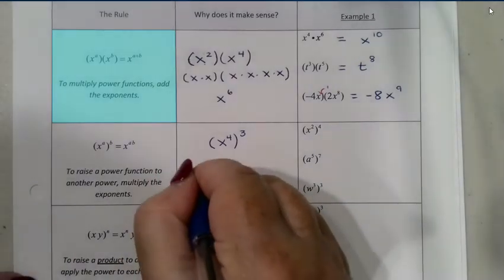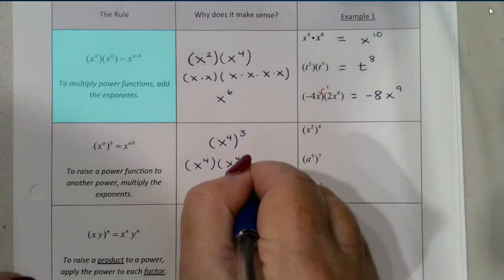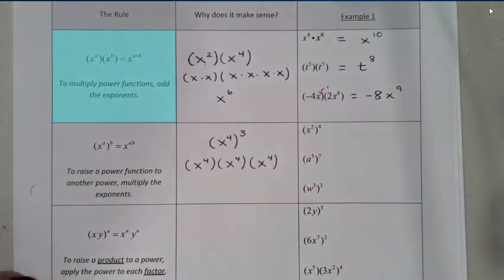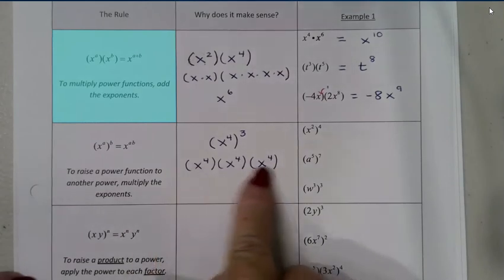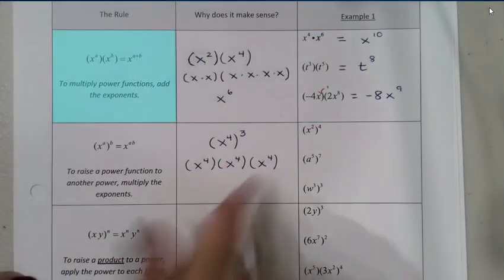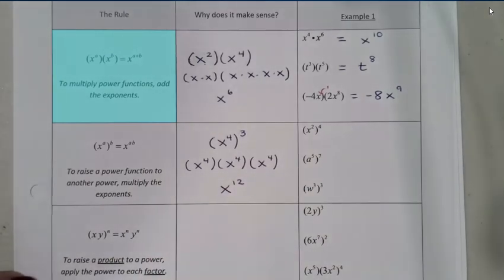That really means to multiply x to the 4th times x to the 4th times x to the 4th. And we already know that when we multiply, we add powers. So 4 plus 4 plus 4 would give me x to the 12th.